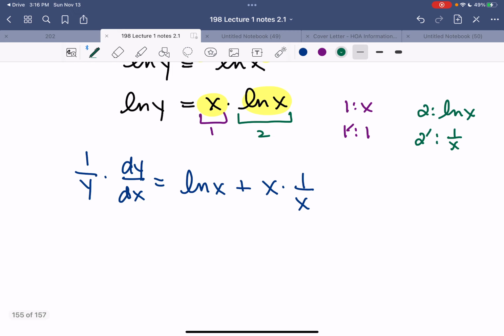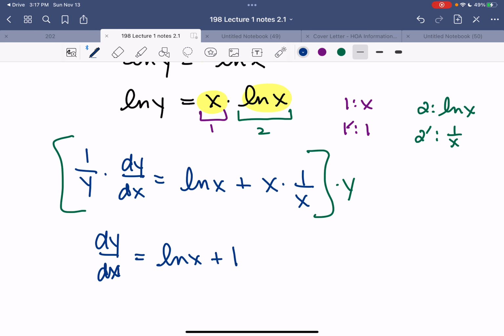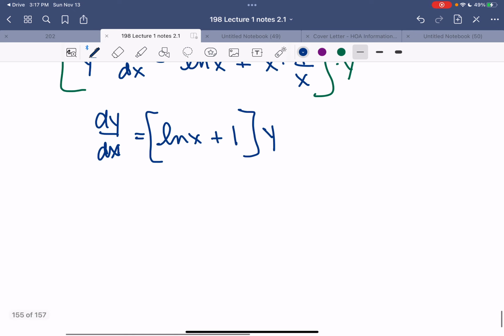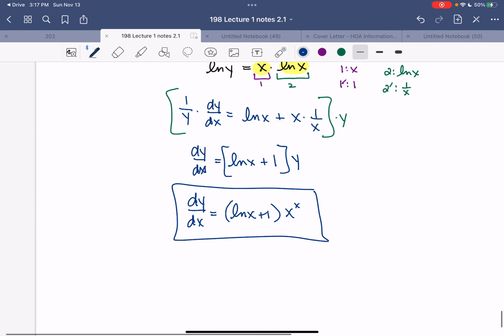And then while I clean this up, I'm also going to multiply everything by y to move that to the other side. So I will have dy over dx is equal to the natural log of x. The x and the 1 over x will cancel to give me 1, and I'm multiplying that all by y. And the last thing I want to do is replace that y. So I'll have the natural log of x plus 1 times x to the x. And that is my final answer.